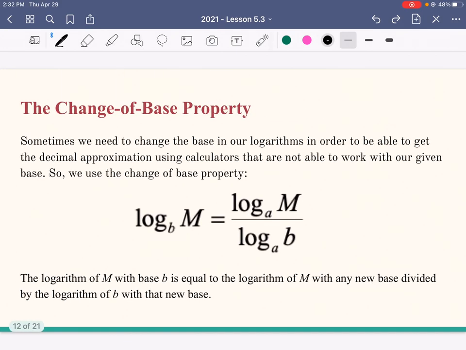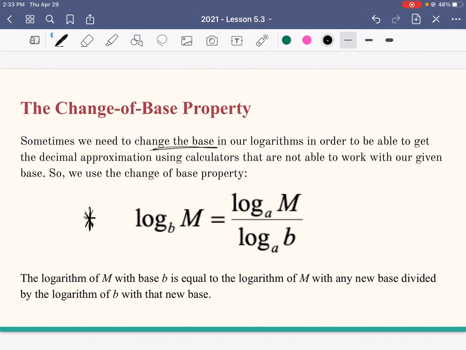Okay. All right, change of base property. So sometimes we do need to change the base in our logarithms in order to get decimal approximations using a calculator. And most calculators, well, I would say most advanced calculators are able to plug in logarithms of any base. However, scientific calculators and more basic calculators only operate in base 10 or base e with natural logs. So it's super helpful to have a formula to be able to change the base to whatever we might need it to be. So this is that formula. Please, please, please write it down.